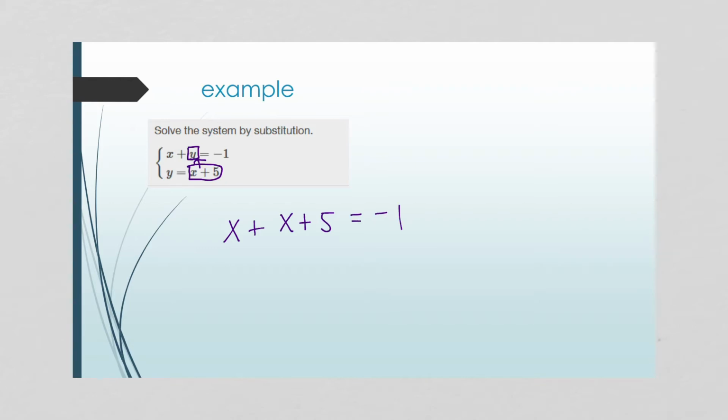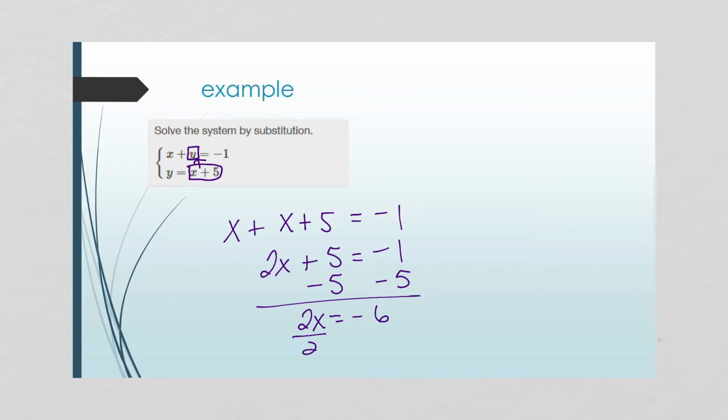And now we can solve for x. And divide by 2. So we have x is equal to negative 3. Okay? Now, we have our first piece of this ordered pair, so let's look for the second.